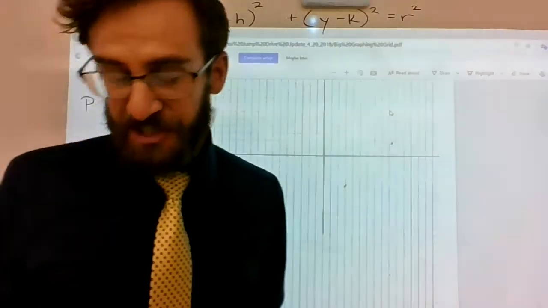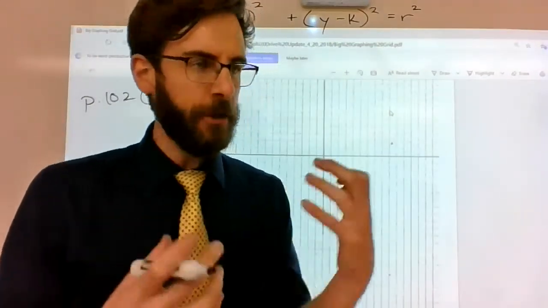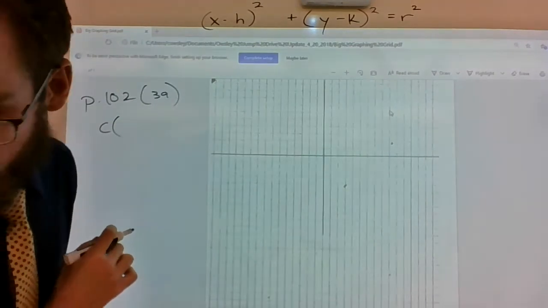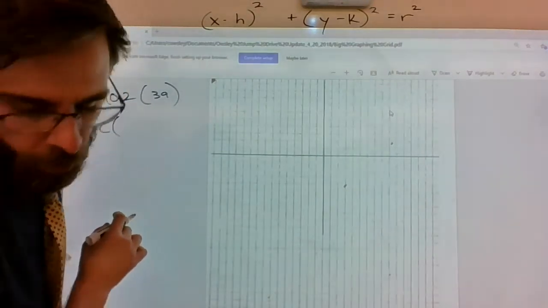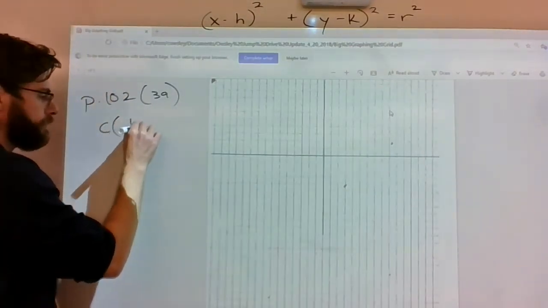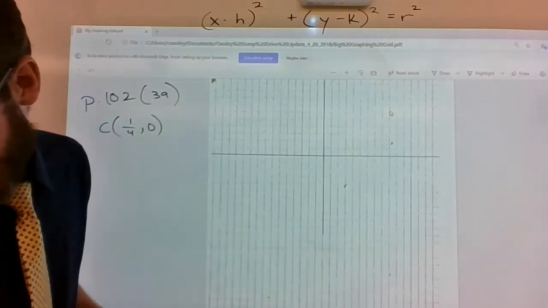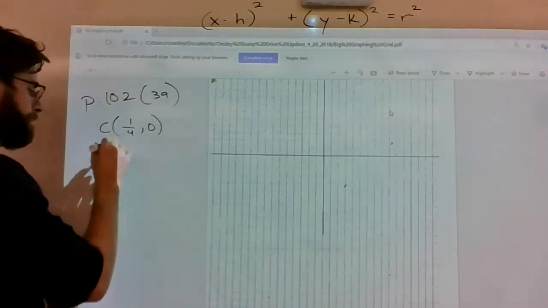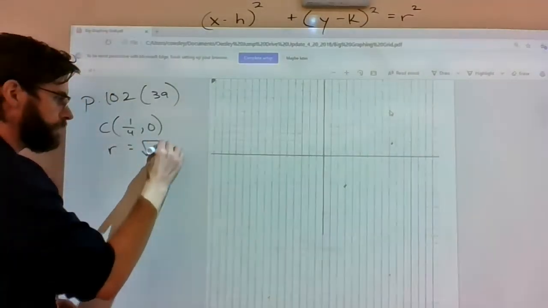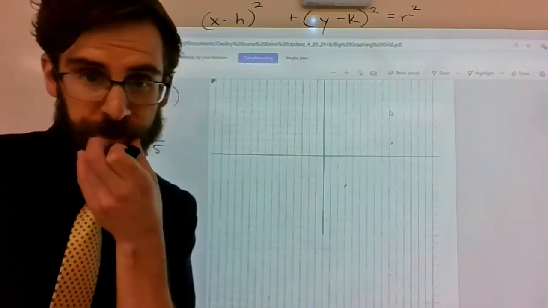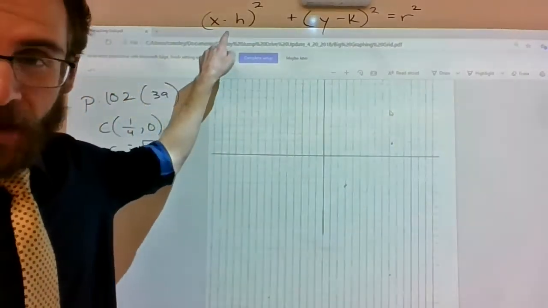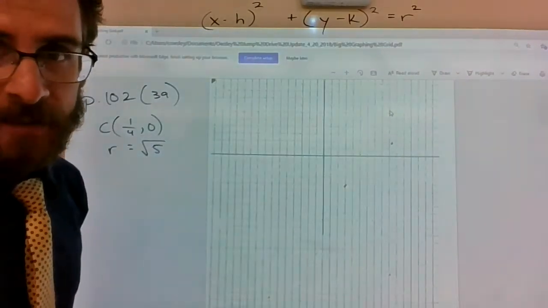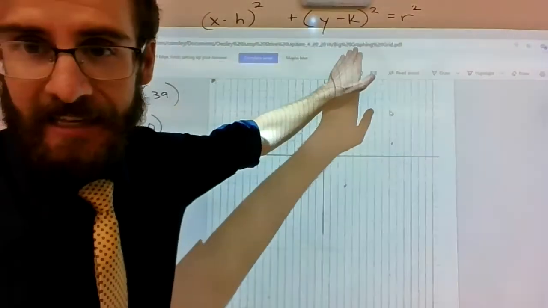the first one basically just says we're going to give you a center and a radius. So they give you the center 1/4, 0, and a radius of √5. So here's what you're doing. You're basically rewriting this with these three pieces of info in place of h, k, and r squared.